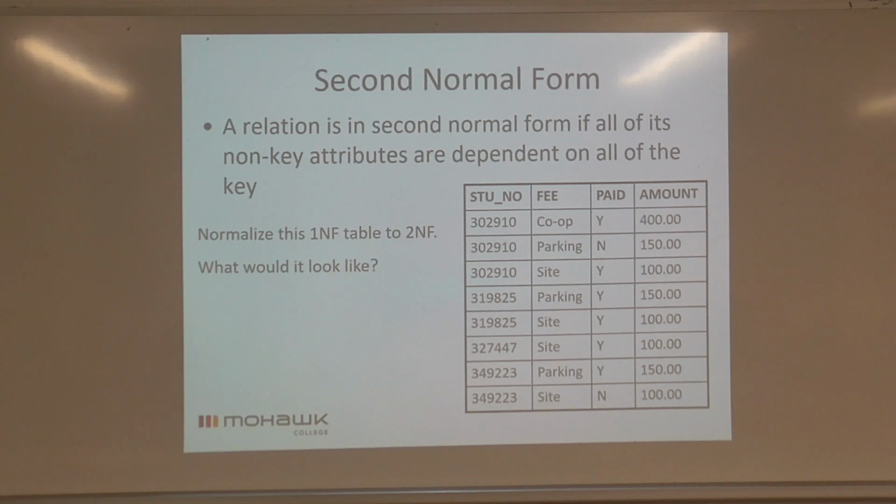They should be their own table, yes. So there you go. Student number and fee have paid as a dependency. Fee has amount as a dependency. Please remember this notation as it's going to be on the exam.